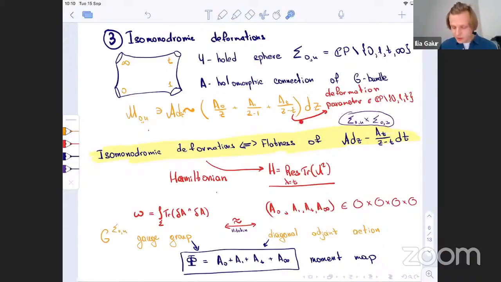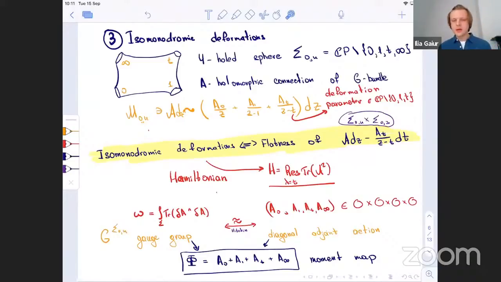And we have one deformation parameter T, which lives on the 3-hole sphere because we don't want punctures to collide. So what are the isomonodromic deformations? Isomonodromic deformations is the same as the consideration of the following connection on the extended phase space, when we take the base curve cross our space, or the deformation space, and we just require the flatness of this connection, and it will be the same as isomonodromic deformations.